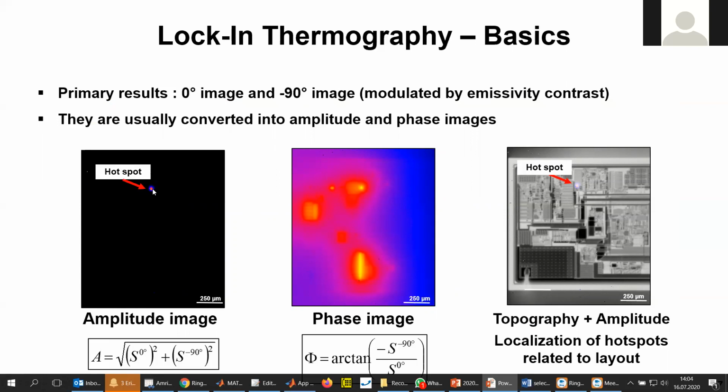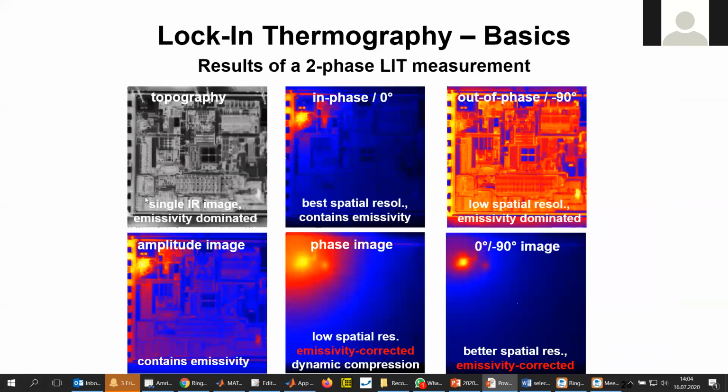So we can see that even small hotspots can be nicely detected and resolved in the amplitude image. And if we now superimpose that on the emission or topography image, we can nicely navigate to our defect and find its position. That's in sum all the images that are involved in this lock-in process. So we have the topography image. At the beginning, we compute the in-phase and out-of-phase image. Then we compute the amplitude and phase image, and we can normalize them to each other to obtain a higher spatial resolution and compensate for emissivity.